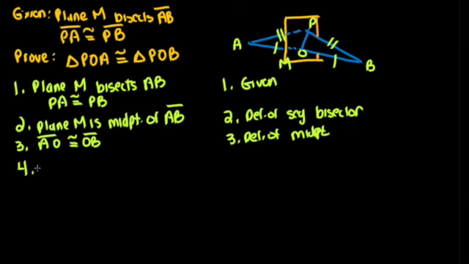Now there's another thing in our picture which we can say is congruent to each other. If you look, you can see that segment PO is combining the two triangles together, which means that segment PO is in both triangles. So we can say that segment PO is congruent to itself, which is the reflexive property.